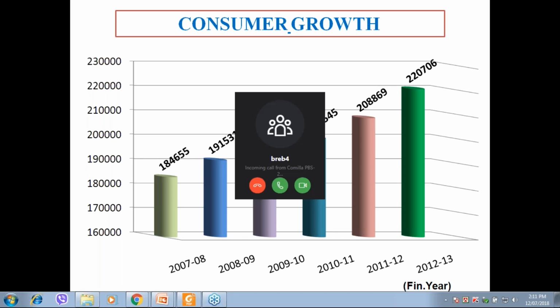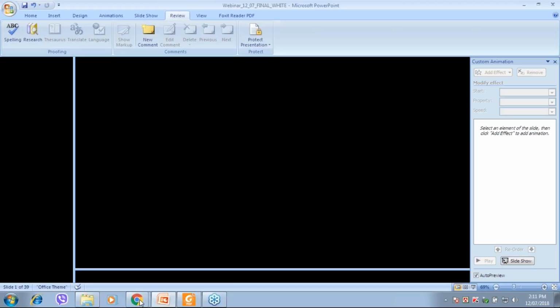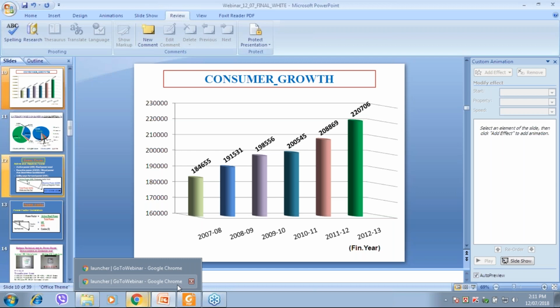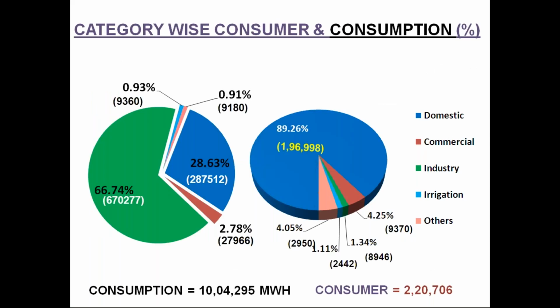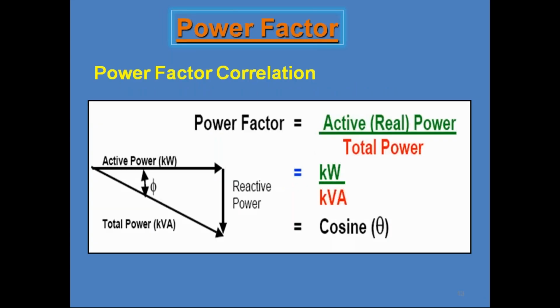This is the scenario of the cooperative which we had. We had this piloting. Then there's a category of consumer. Our consumers were around 220,000, and we had around 70% industrial consumption.